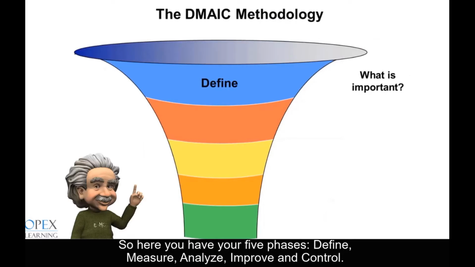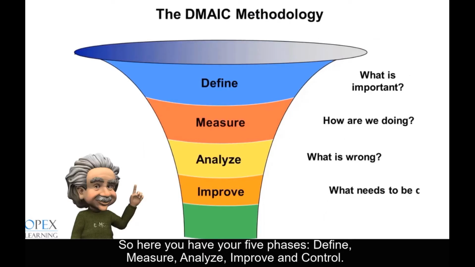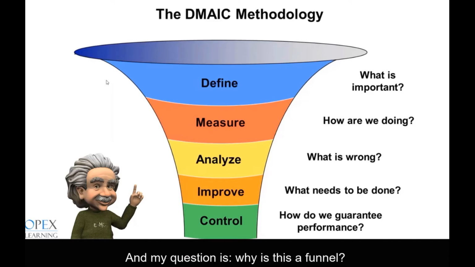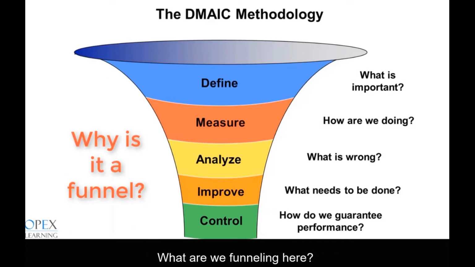So here you have your 5 phases: define, measure, analyze, improve, and control. And really those 5 phases form a funnel, as you see here. And my question is, why is this a funnel? What are we funneling here? Really, what are we trying to do in a Six Sigma project?